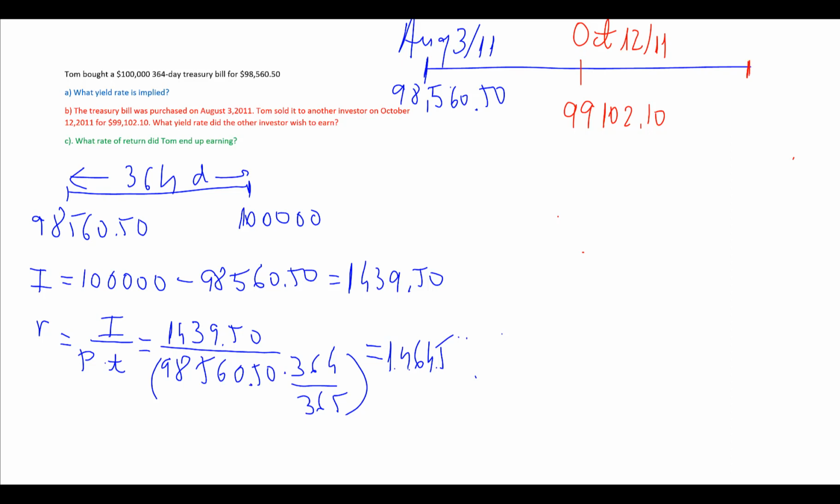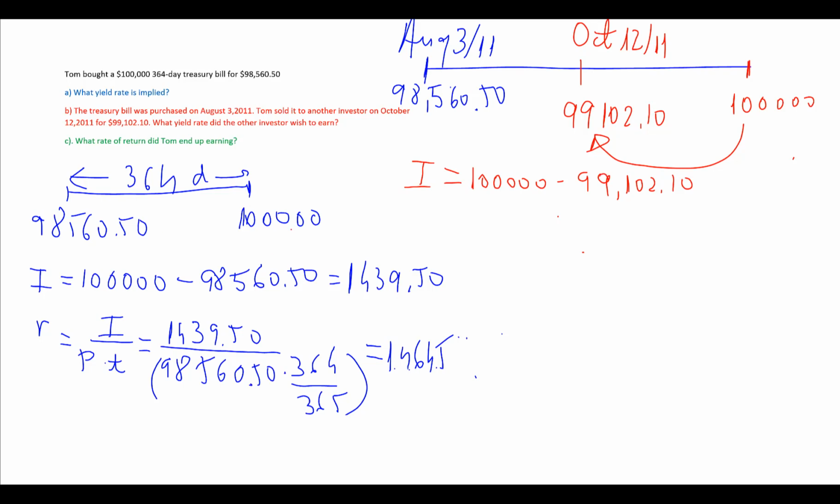So once more, we have a Treasury bill with a face value of 100,000. The other investor bought it at a discounted value of $99,102.10. In order to calculate the rate, we calculate first the overall return expressed in dollars as the difference between the maturity value of the Treasury bill and the purchase price. So this investor paid for this Treasury bill $99,102.10.